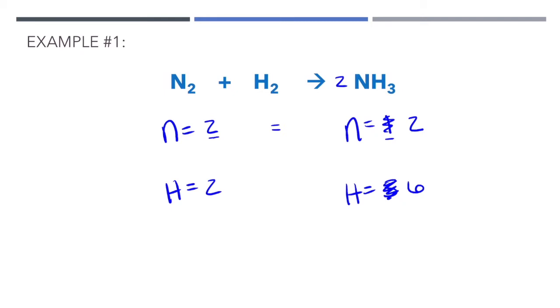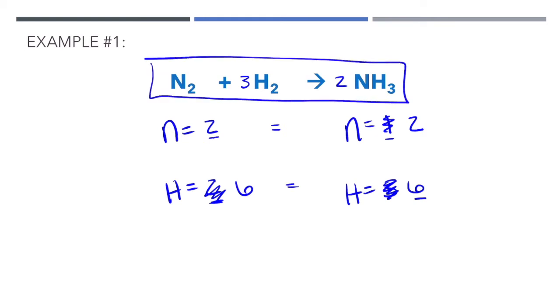And now I'm going to move down to the next element, which is hydrogen. I want to balance hydrogen. I've got 6 hydrogens over here on this side, so I need to have 6 on this side. In order to get 6 hydrogens on this side, I can add a coefficient of 3 here, and 3 multiplied by 2 equals 6. And there we go. So this is our balanced equation.